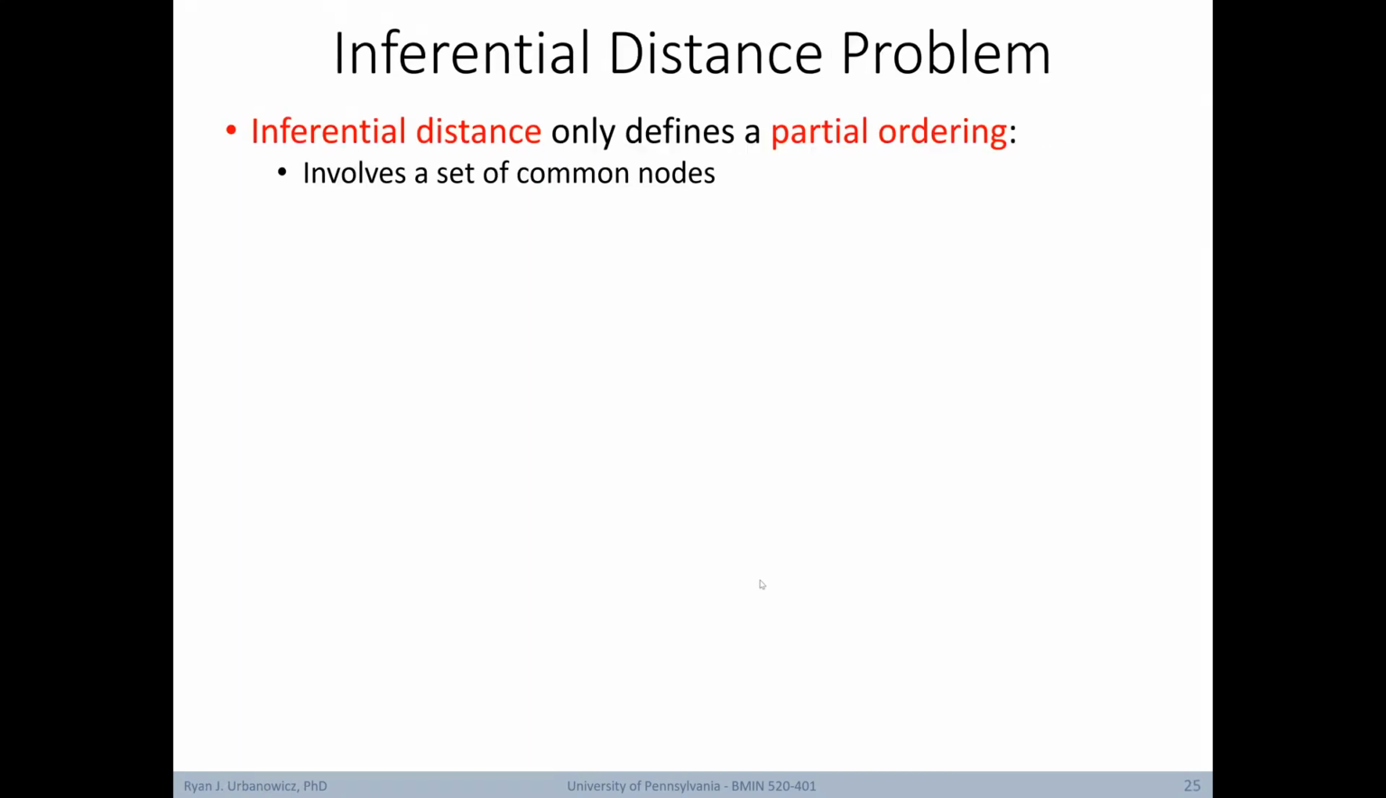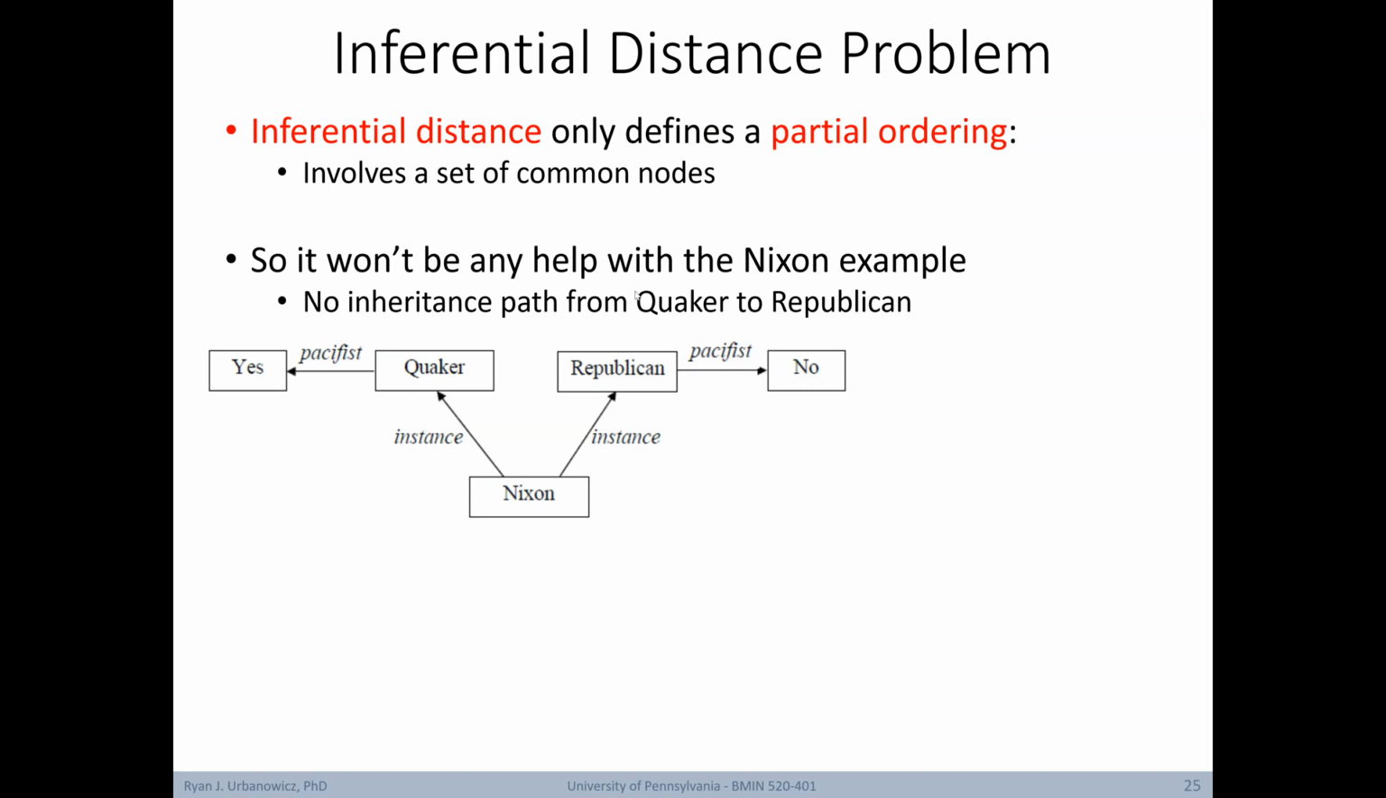Unfortunately, there's still a problem with using inferential distance. Specifically, it only defines a partial ordering involving a set of common nodes. So it won't be any help with our previous Nixon example. Again, the reason is because from Nixon we have two separate inheritance paths, rather than a single one with different distances to consider. Here we can see the Nixon example illustrated similarly to the elephant problem from the last slide.